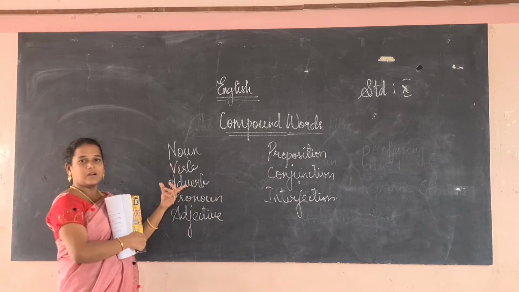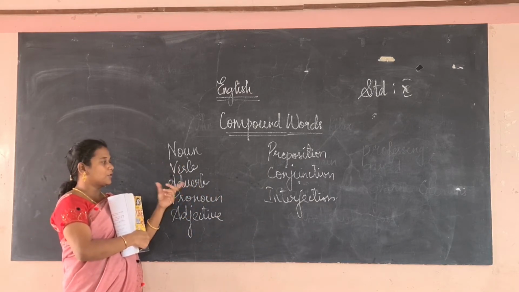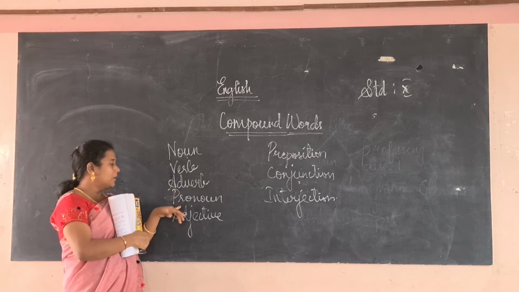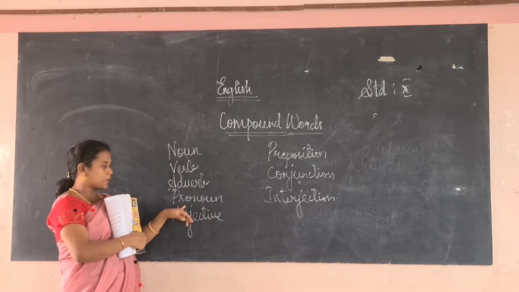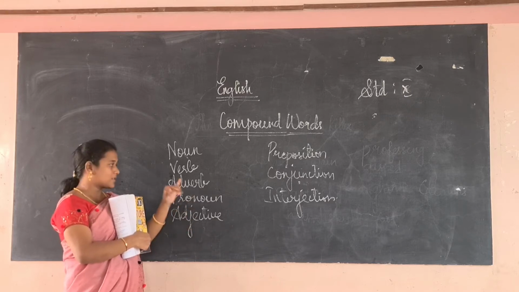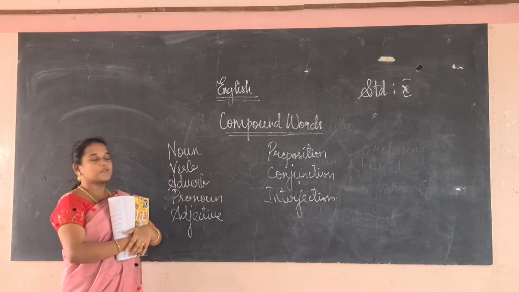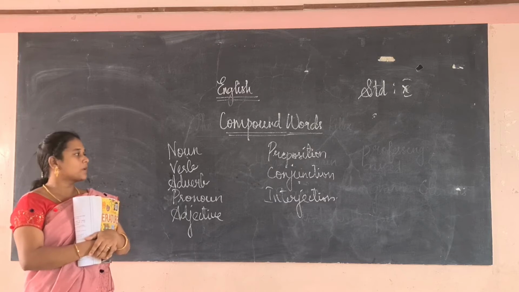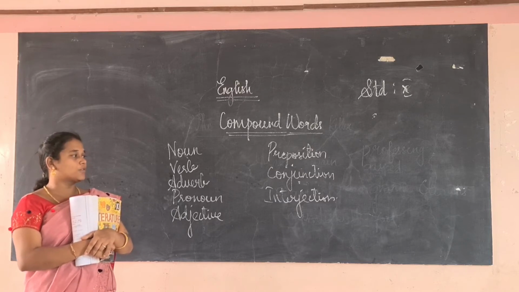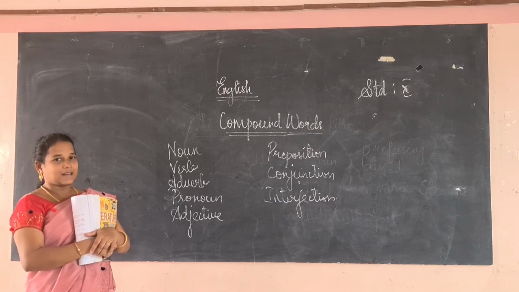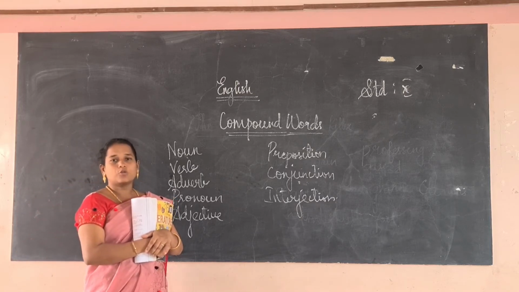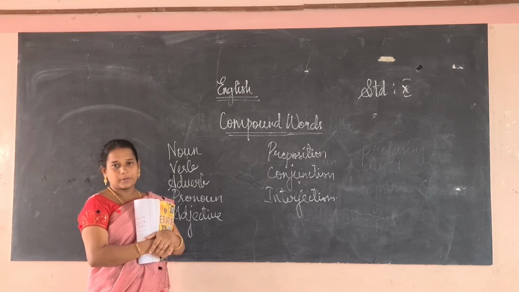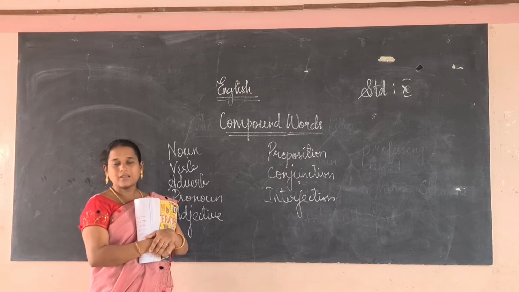Noun is a naming word, verb is an action word, adverb adds meaning to the verb, and pronoun is used instead of repeating the noun. Adjective describes the noun, and preposition shows the position of the noun. Conjunction joins two words or sentences, and interjection expresses a sudden feeling or emotion. You all already know the different parts of speech and their uses.